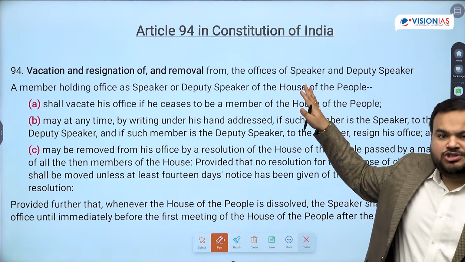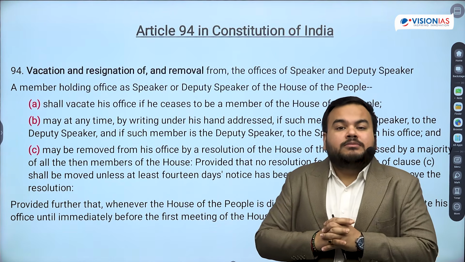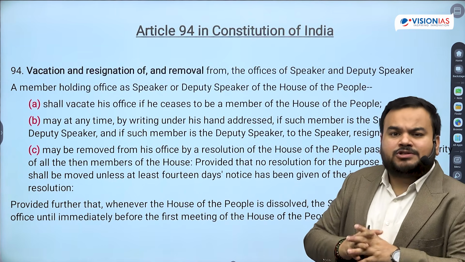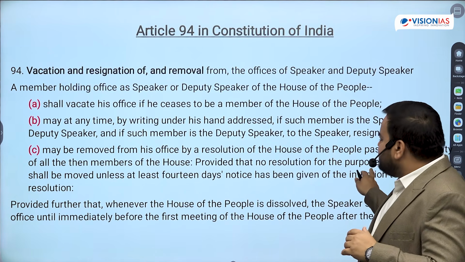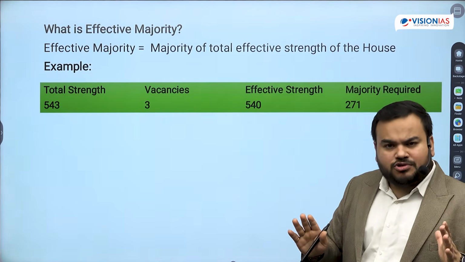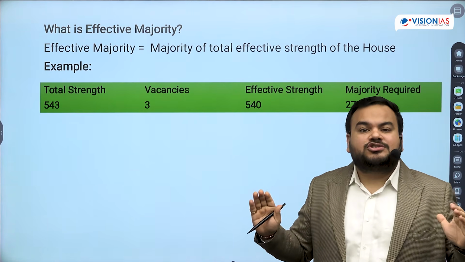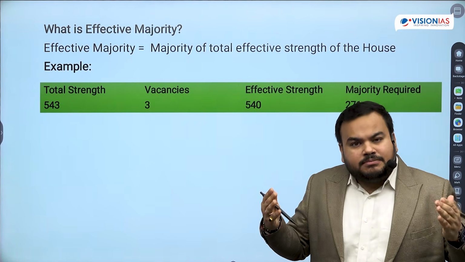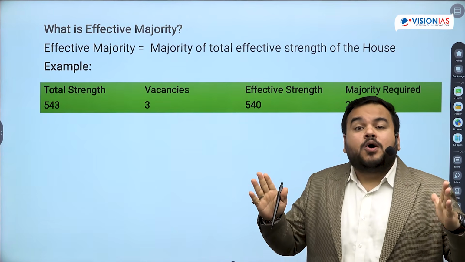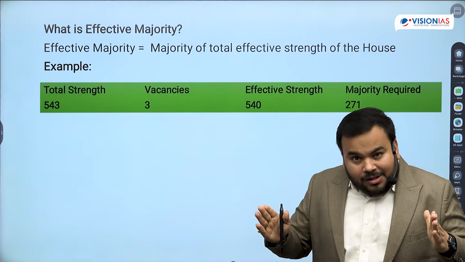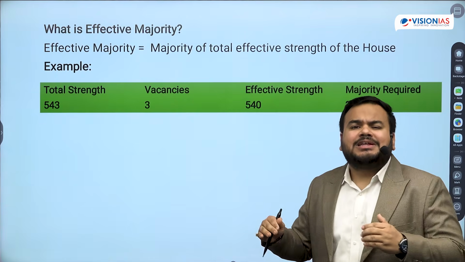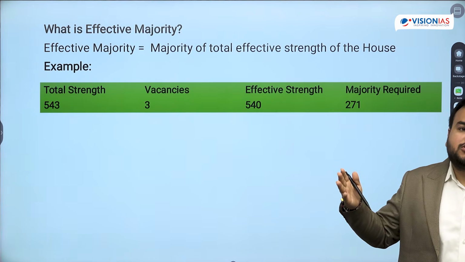What does the Constitution say about the removal process of the Lok Sabha Speaker? So as I discussed, what do we understand by effective majority? Effective majority, again, has nowhere been mentioned in the text of the Constitution. It basically means the Constitution tells a majority of all the then members of the House. So what exactly is all the then members of the House?